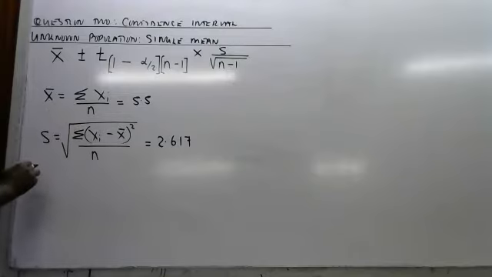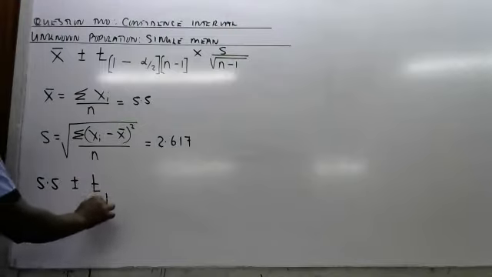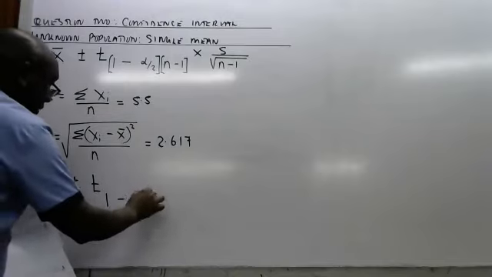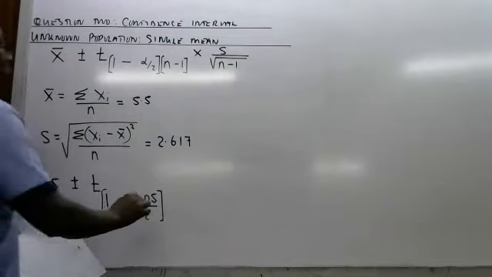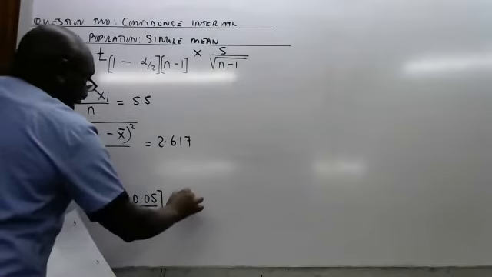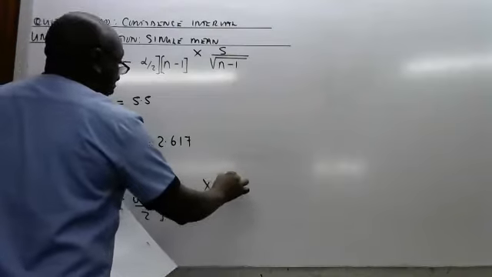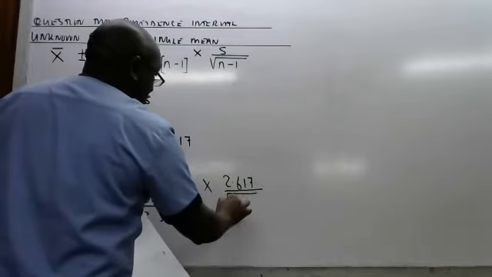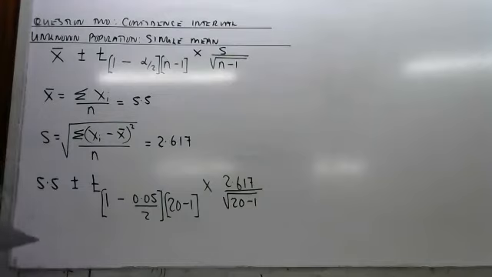So with that, now we proceed and say this is 5.5 plus or minus t of 1 minus 0.05 out of 2, then 20 minus 1, you multiply by 2.617, which is to be divided by the root of 20 minus 1.